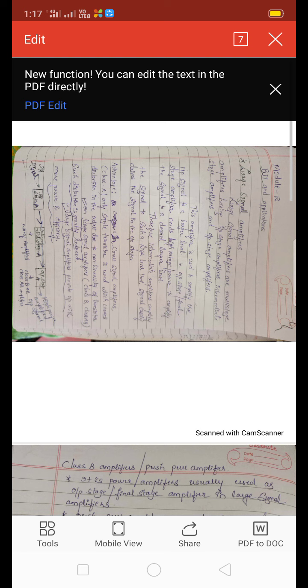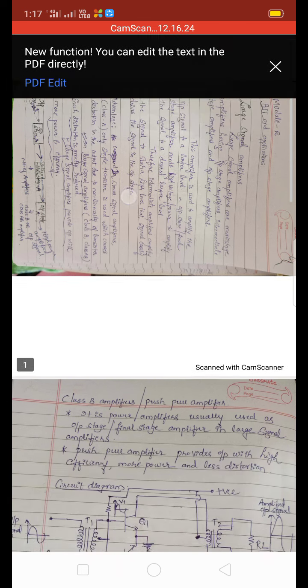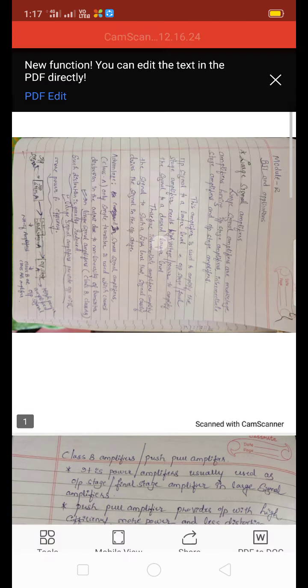Students, in this video, I'll explain only what we mean by large signal amplifiers. In the next video, I'll be taking up the examples of large signal amplifiers, and we will discuss their circuit diagram and working. This is large signal amplifiers.